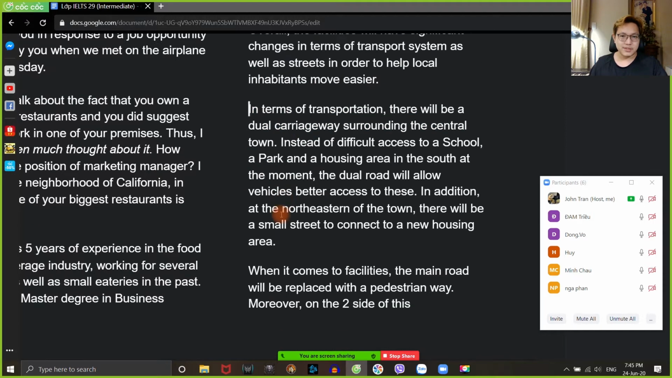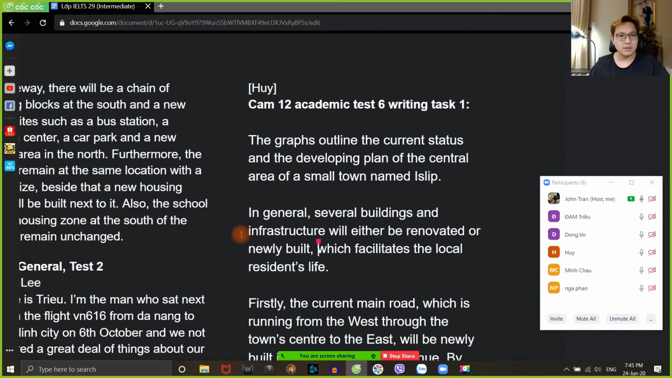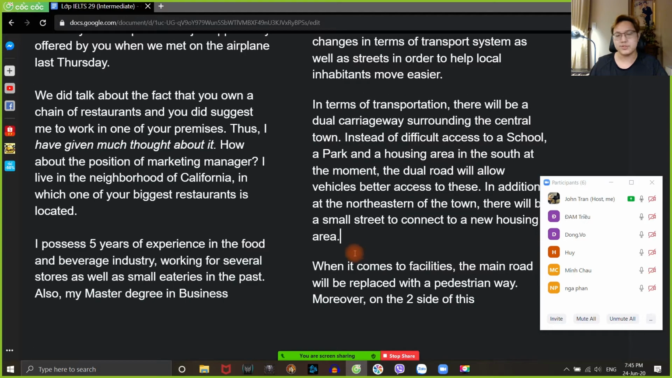Now, để nói về transportation nè. Em chia rõ ràng luôn là transportation, facilities, right? So you divide into two separate paragraphs. One is for transportation, one for facilities. Can't have a central station doing a dual carriageway surrounding the central town instead of difficult access to. Instead of A hay D, difficult access, should we have an article there? Should we have an article there?